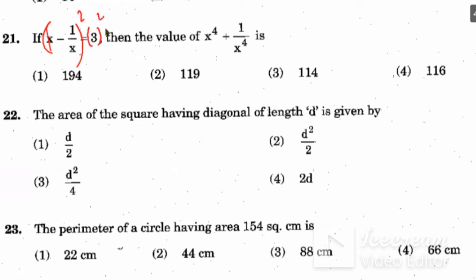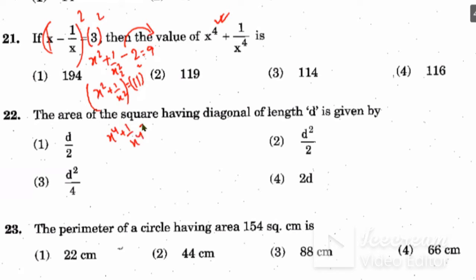Squaring both sides, you will get x square plus 1 upon x square, then minus 2, that is equal to 9. Then when you take this 2 to this side, you will get x square plus 1 upon x square is equal to 11. Now you have to find x to the power 4, so again you have to square both sides. So x to the power 4 plus 1 upon x to the power 4 plus 2 into 1 upon x square into 1 upon x square. So this will cancel with this, you will get 2. That is equal to 121.